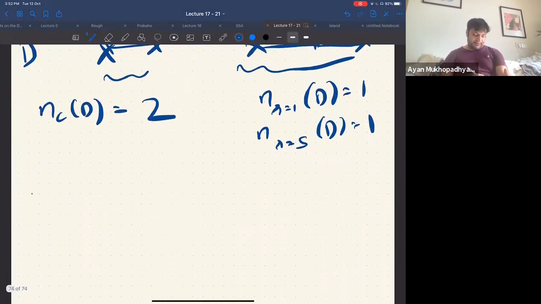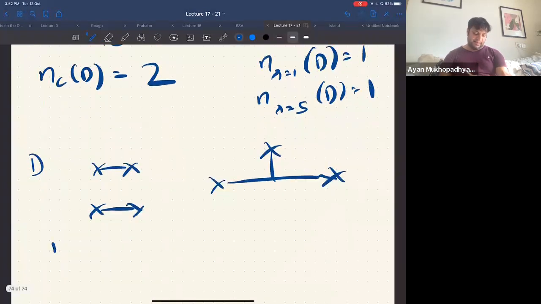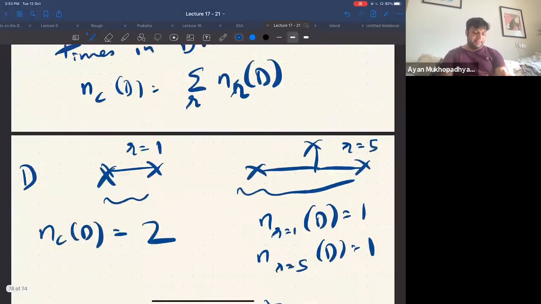But now suppose you take this diagram D, which has this connected component repeated twice, right? In this case, you will have NCD equal to 3, and N_R=1,D equal to 2, and N_R=3,D equal to 1. So you have this connected component repeated twice, and this connected component repeated only once. So that would be the index.